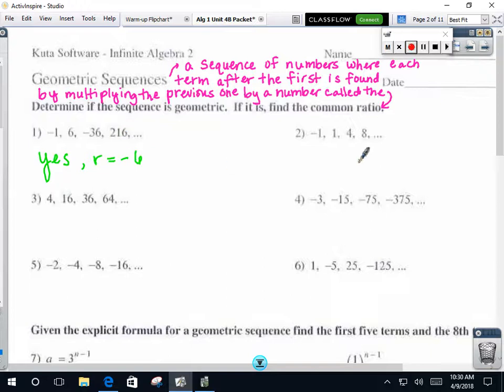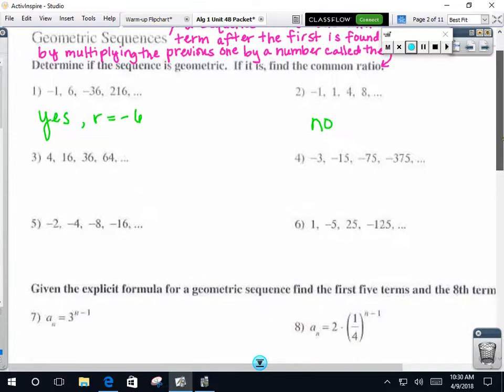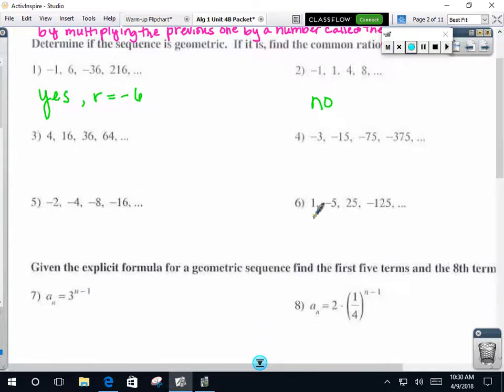Okay, so now let's look at number 2. The sequence of numbers they've given you is -1, 1, 4, 8. That is definitely not geometric, because to get from -1 to +1, you would multiply by -1. But then a 1 times a -1 does not give you a 4. So this one's not geometric, which means there is no common ratio. You just write no. No, it's just no. It's not a geometric sequence.